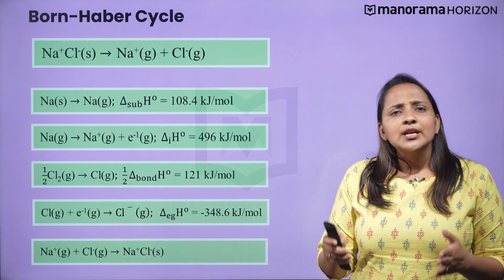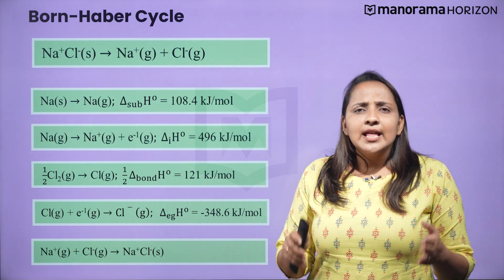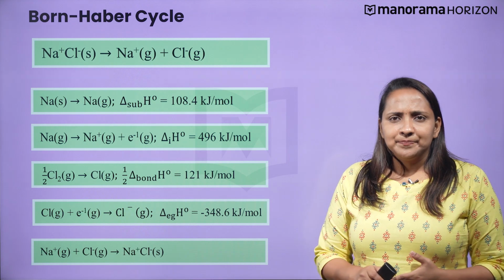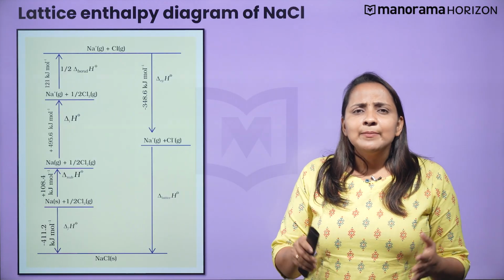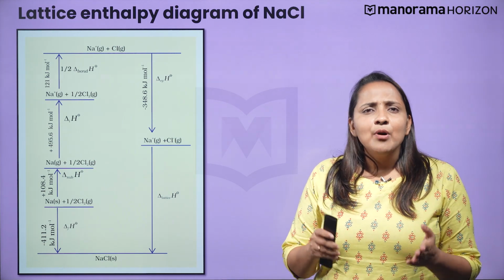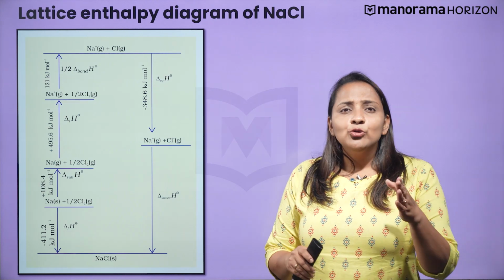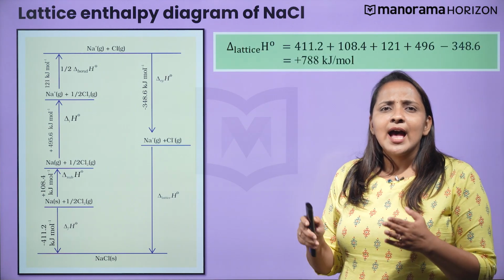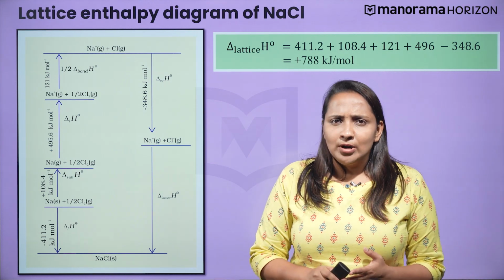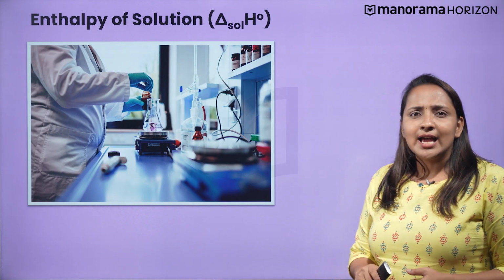Finally, the gaseous ions combine to form solid NaCl. The enthalpy change involved in this step is called lattice enthalpy. If you see the schematic representation of the cycle, it may be realized that the sum of the enthalpy changes round a cycle is 0. Then you may obtain the lattice enthalpy as shown here, that is 788 kJ per mole. Next, we may discuss one of the applications of lattice enthalpy.